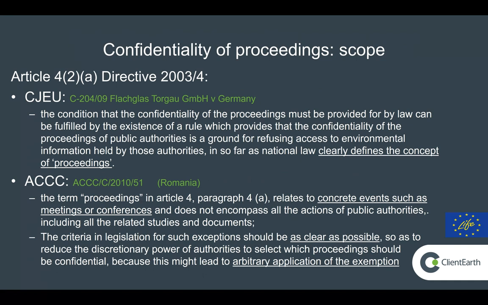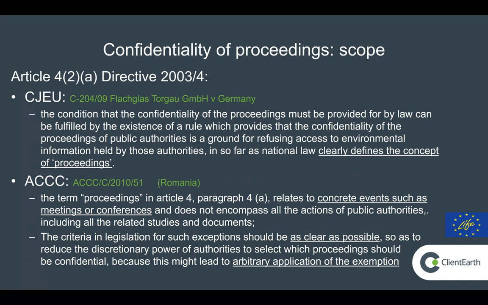a German court made a preliminary reference to the Court of Justice on the question of what it means that the confidentiality of proceedings must be provided for by law. They asked, is it sufficient that our national legislation, which implements the Aarhus Directive, says that this is an exception, that you can refuse disclosure on the basis of the confidentiality of proceedings? That's a law, and therefore, does that suffice? It's a bit of a circular argumentation, in my opinion.